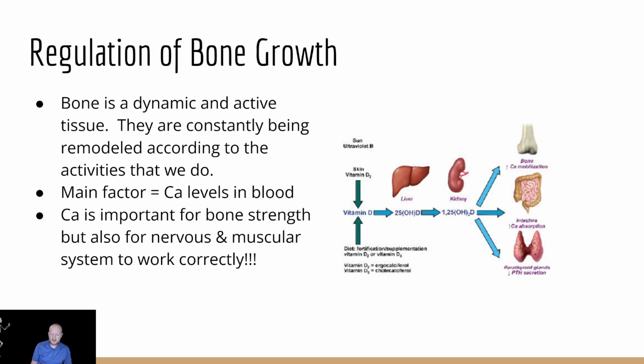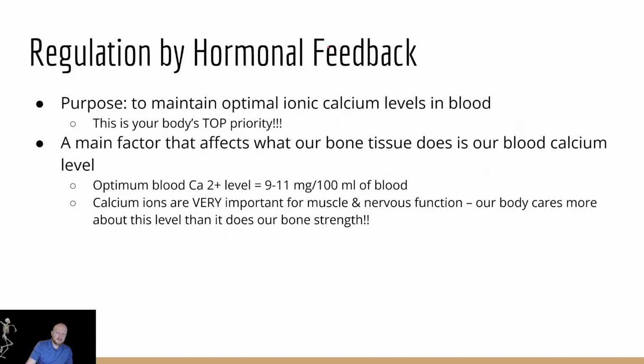So if we are in hypocalcemia, our body's going to take that calcium from the bone. Those osteoclasts are going to break it down, and we're going to take it elsewhere. This picture over here, I was going to talk about how vitamin D is regulating, but it just got too complicated. I'm going to skip over that. So, hormonal feedback to maintain the optimal ionic calcium levels in our blood. Like I said, this is our top priority. So a main factor that affects what our bone tissue does is our blood calcium levels.